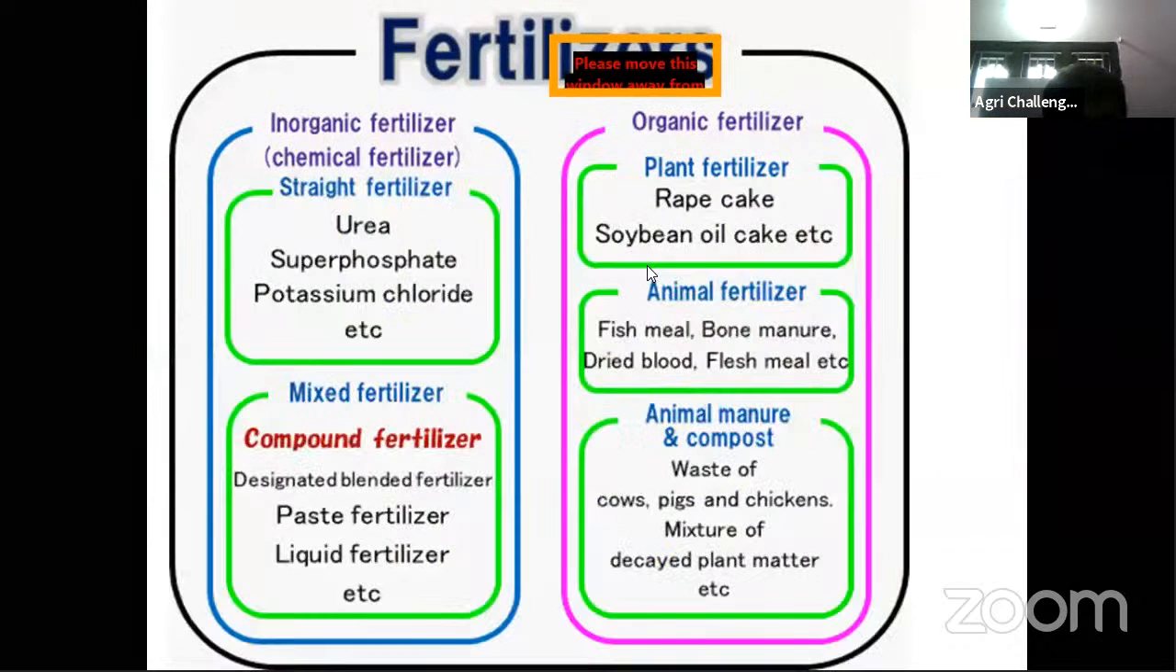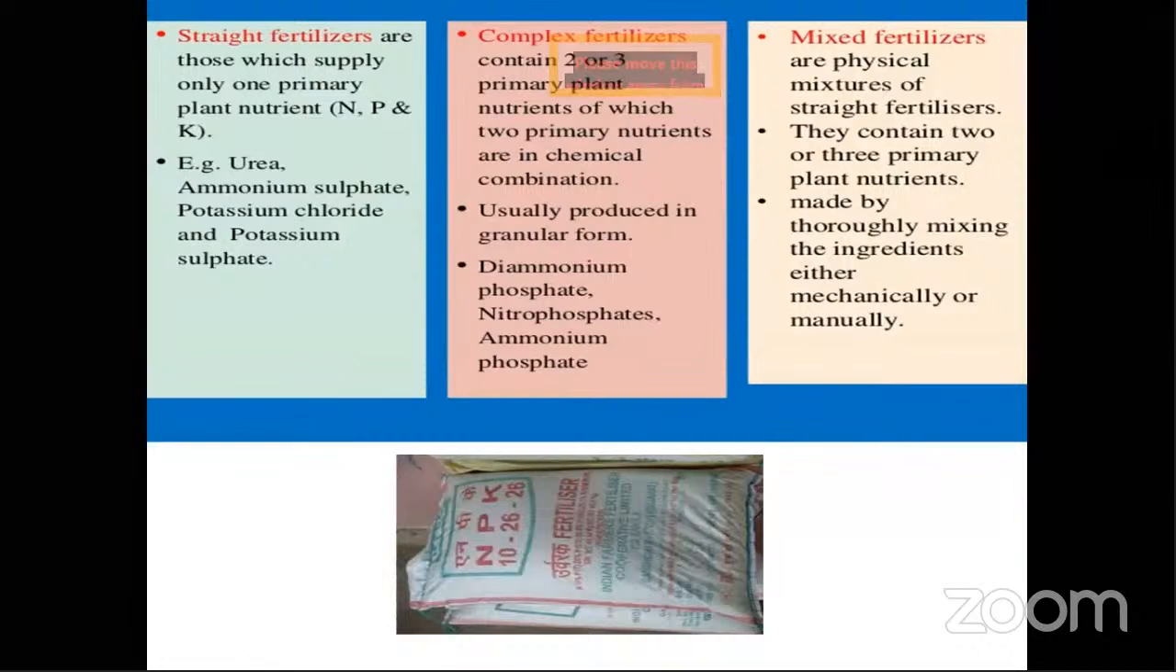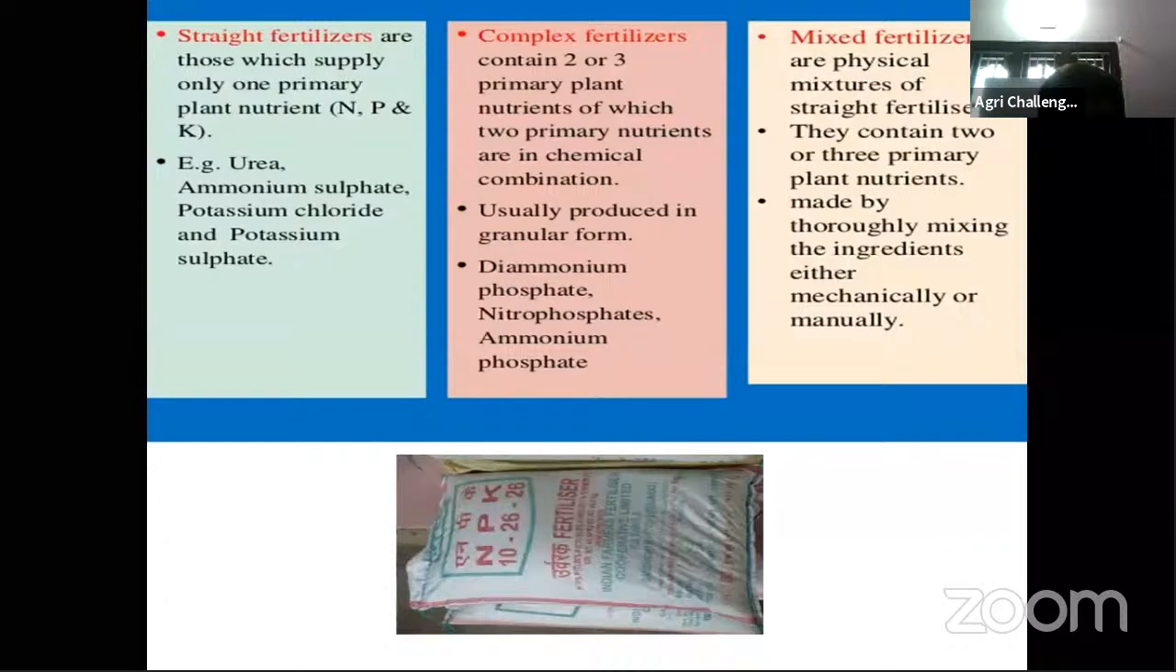Compound fertilizers contain two or more primary nutrients, out of which two primary nutrients are in chemical combination. Usually produced, like DAP.